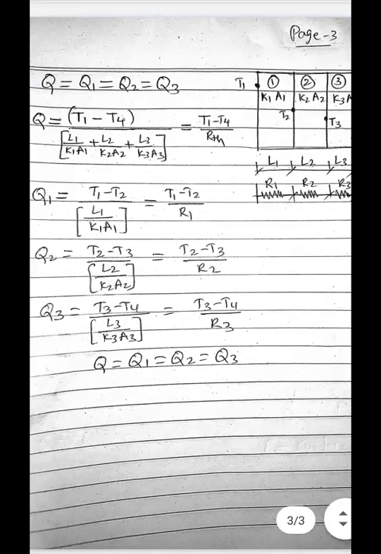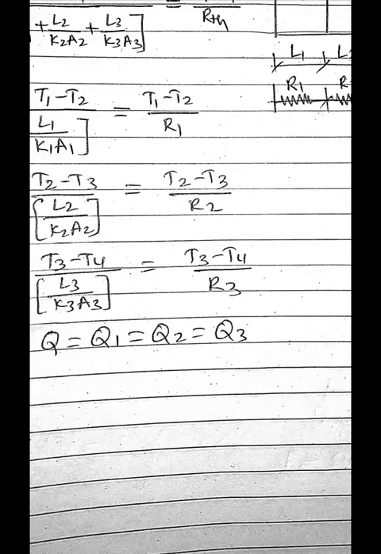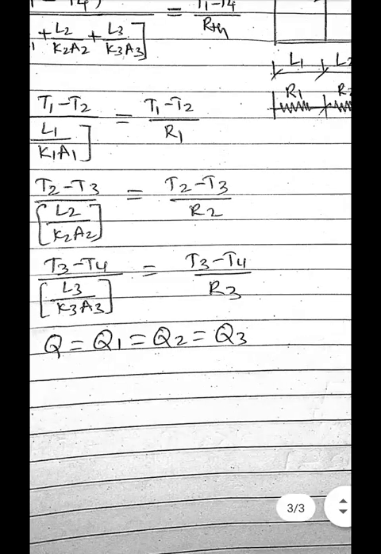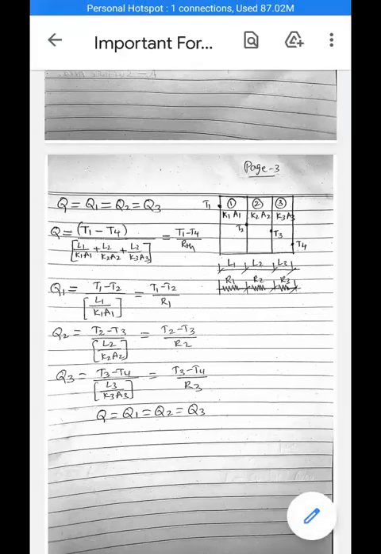So here these are the individual blocks. We can say that the rate of heat transfer through the composite wall is equal to the rate of heat transfer through the first block, equal to the rate of heat transfer through the second block, equal to the rate of heat transfer through the third block. Any doubt here? If you are having any doubt, you can ask me.